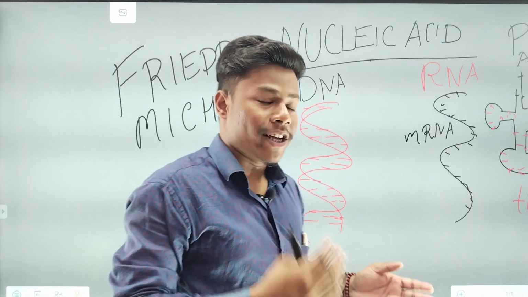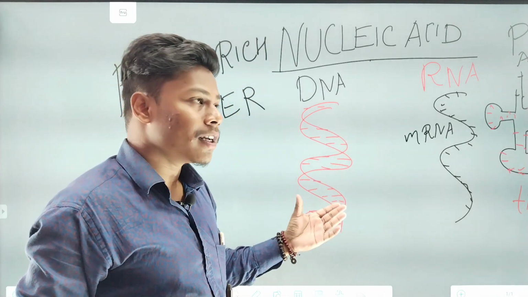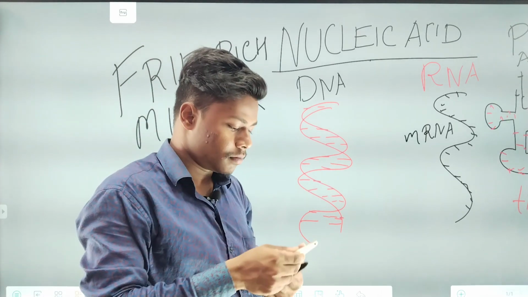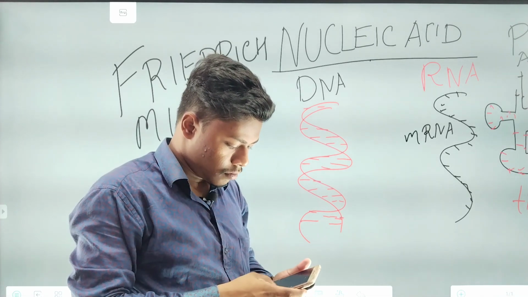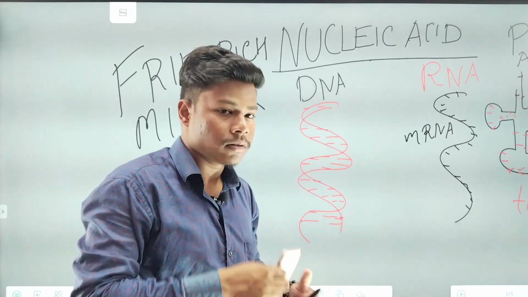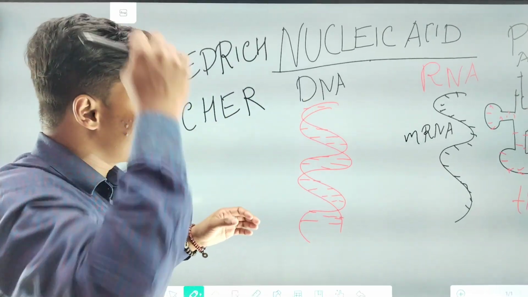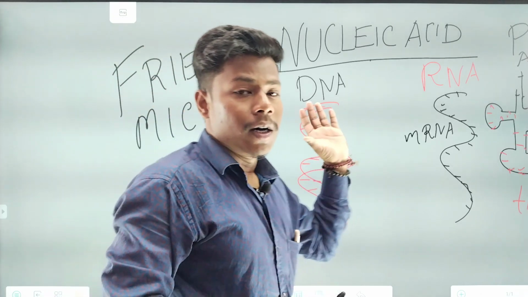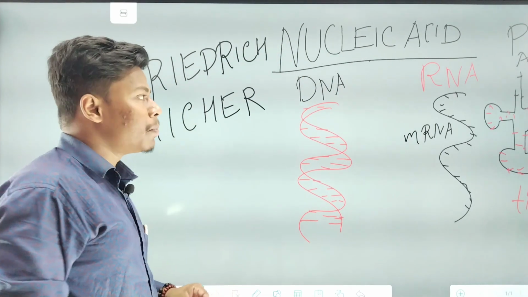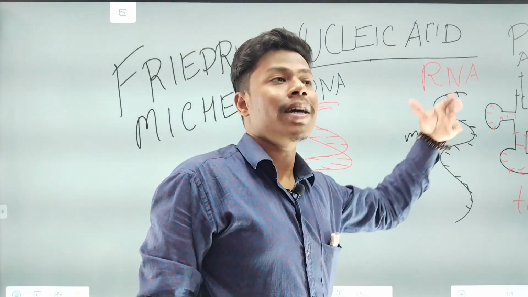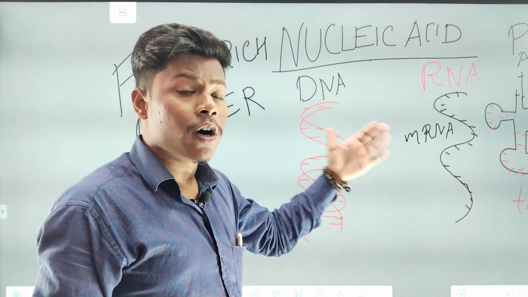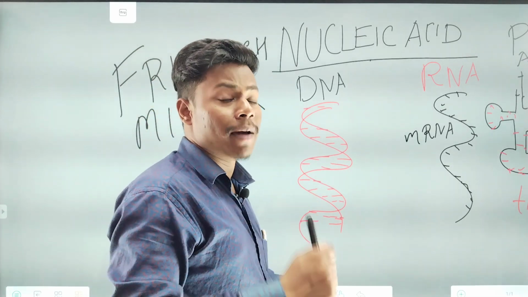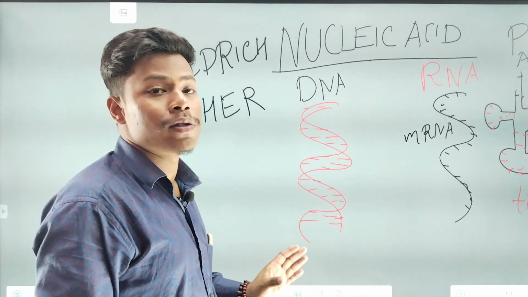Actually, the DNA structure was discovered by other scientists. Since nucleic acid was discovered by Friedrich Miescher, the structure of DNA and RNA was discovered by others. The most famous structure of DNA was given by, the pioneer of the DNA structure was basically Rosalind Franklin.